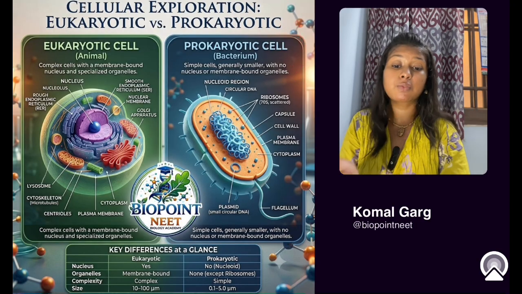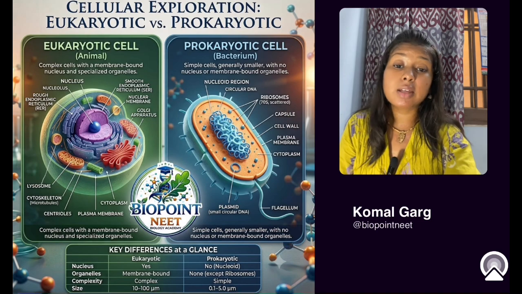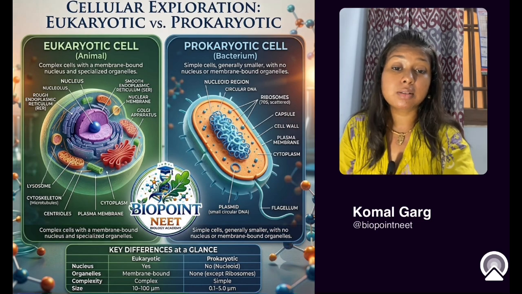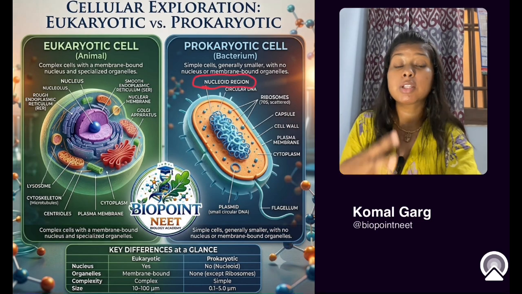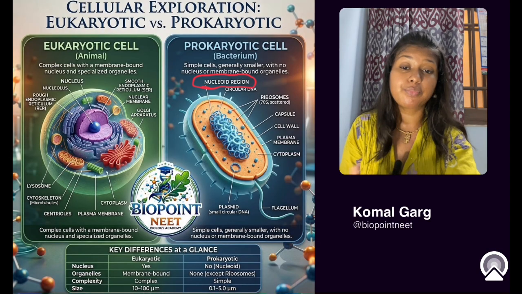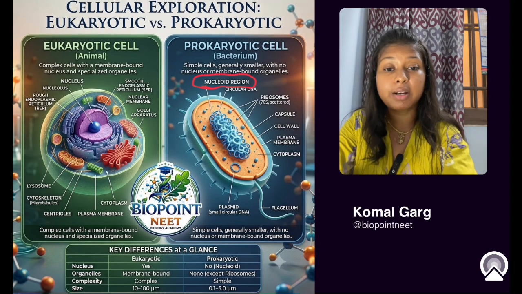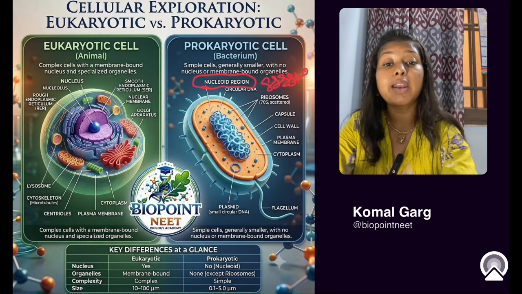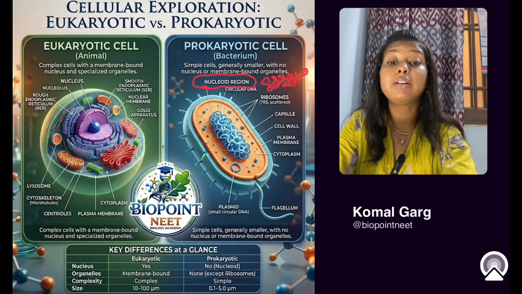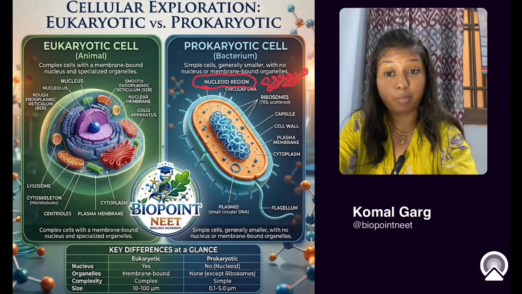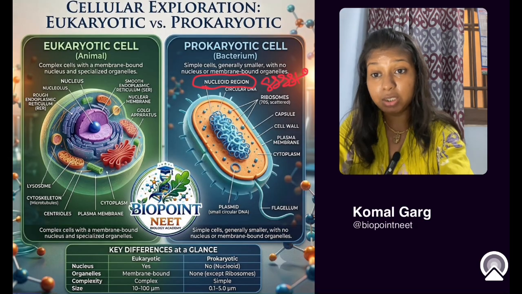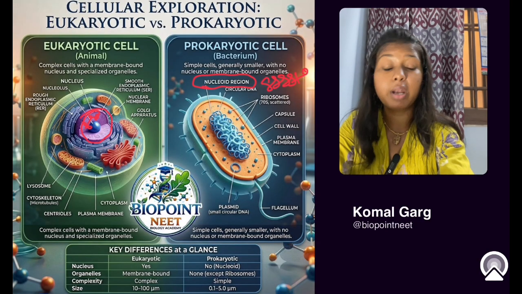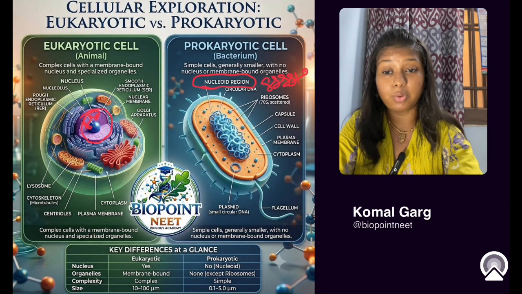Another key difference is that a nucleoid region is present in the prokaryotic cell. Now what is a nucleoid region? The nucleoid region represents the DNA which is present here. Proteins are also present, but this is not covered by any membrane. They are present naked without any membrane protection, whereas in the eukaryotic cell DNA is present, but it is covered by the nuclear membrane, the outer membrane, that is a well-defined nucleus.